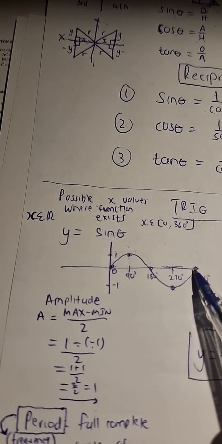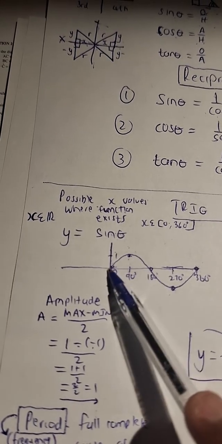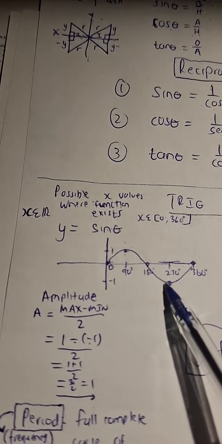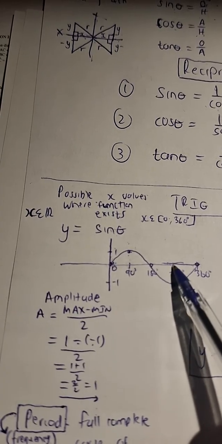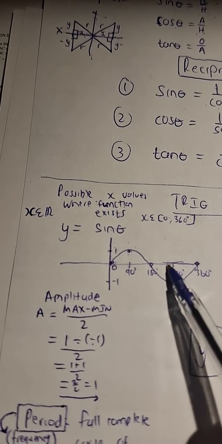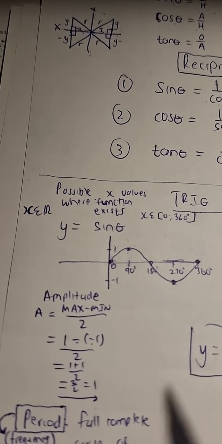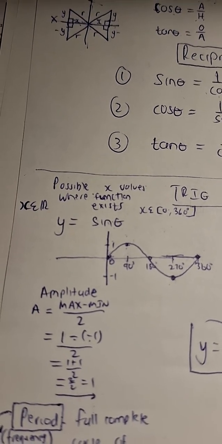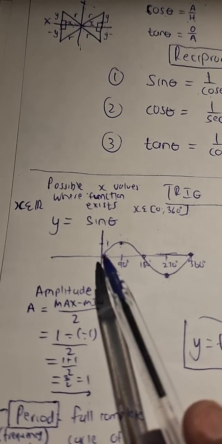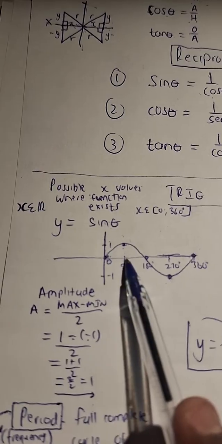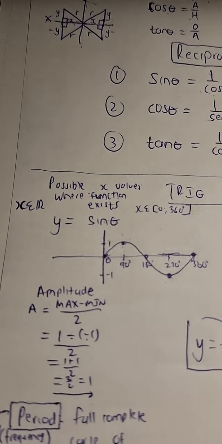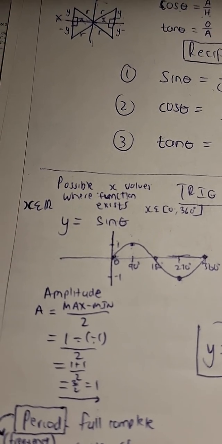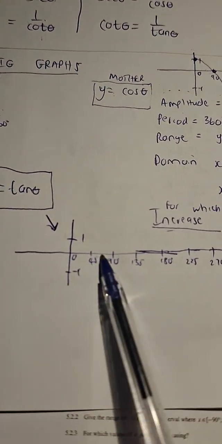It increases. So we need to understand this. It increases from 0 to 90. It decreases all the way from 90 to 270. Then it increases all the way from 270 to 360. So when you are asked to write the values of x for which the function is decreasing, you must be able to follow the function, look at the x values that show decreasing and increasing, and write those intervals accordingly. Okay? I trust you will be able to do that shortly.